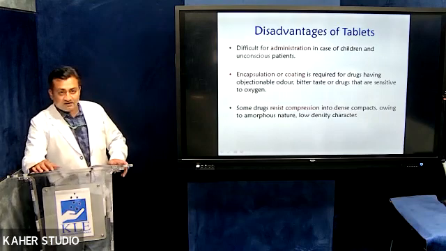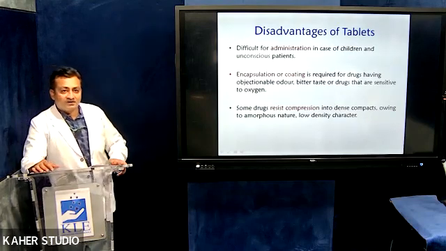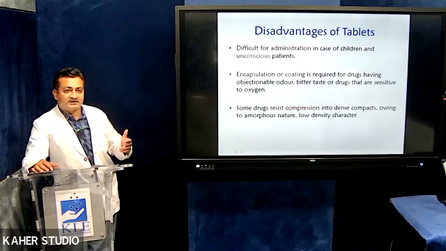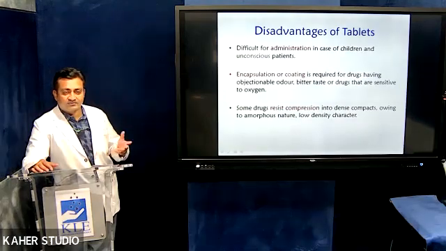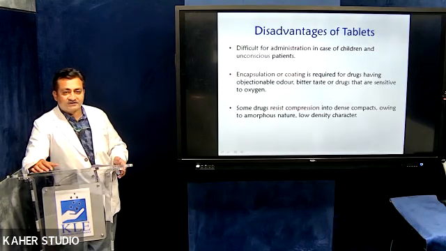Next, encapsulation or coating is required for drugs having objectionable odor, bitter taste, or drugs that are sensitive to oxygen. So one more process is required if the drug falls in this category of odor or bitter taste of excipients also sometimes, and drugs sensitive to oxygen or degradation, we have to further process for encapsulation or coating. Then it gives another step to make it odorless or to mask the taste.